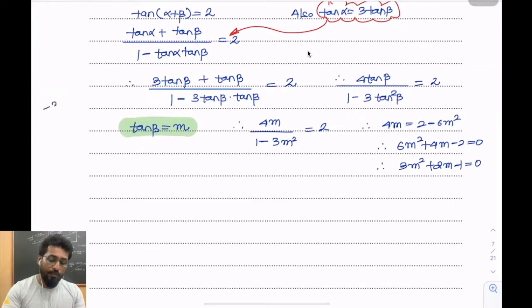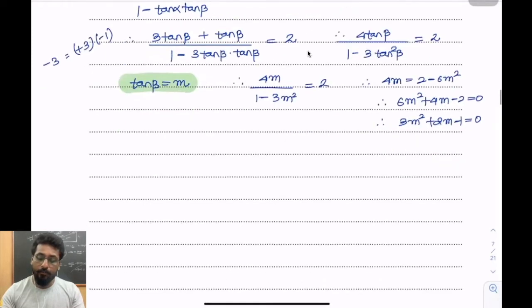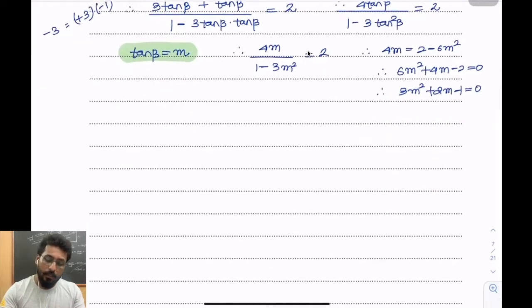So the factors of minus 3 need to add up to get a plus 2. So it's going to be simply plus 3 multiplied with minus 1. So that's plus 3 minus 1, we're going to get 2. So I have 3m square plus 3m minus m minus 1 equal to 0.